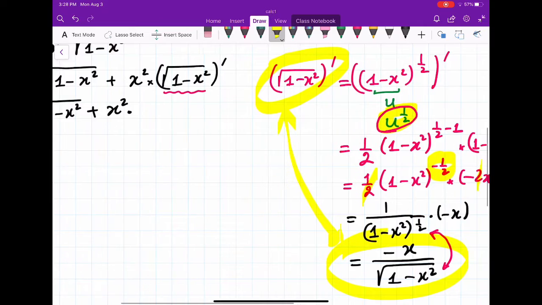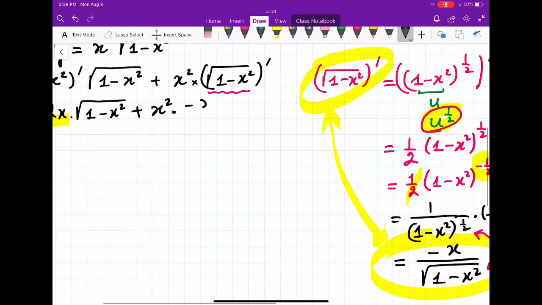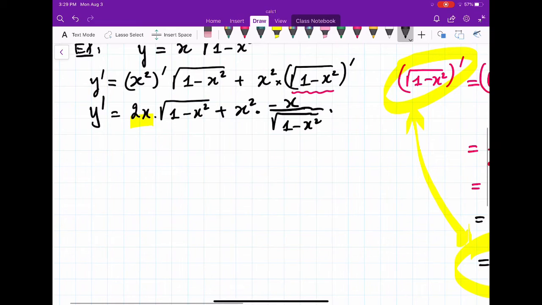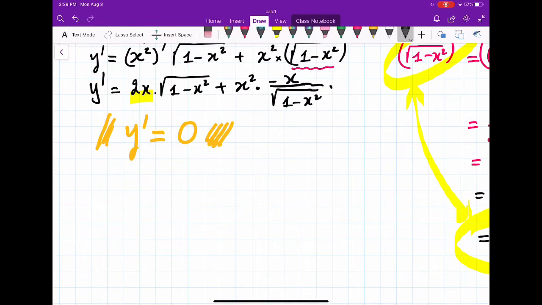Now we plug this into the formula. We have negative x over the square root of 1 minus x squared. Again, if they don't ask you to do anything, just ask you to find the derivative, you can leave your answer like this. I accept this answer. But as I mentioned several times, sometimes you need to solve this equation. So in order to solve this equation, you need to simplify your derivative, right? Okay, let's do this.